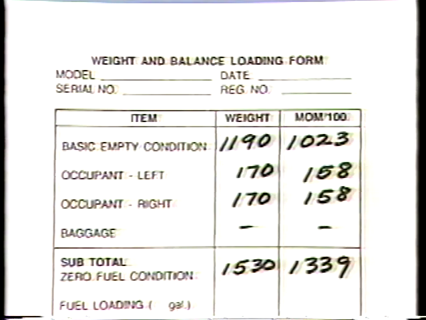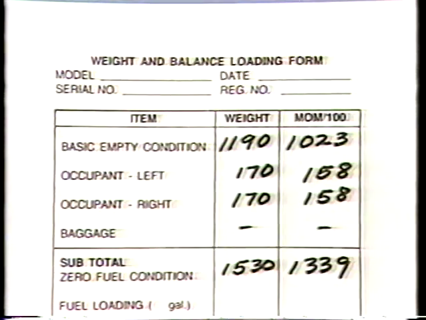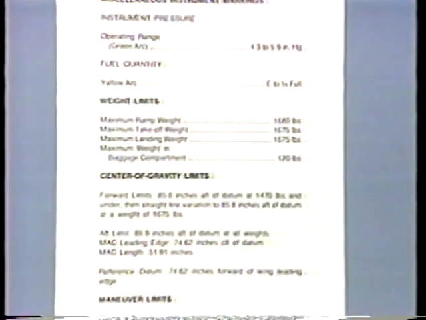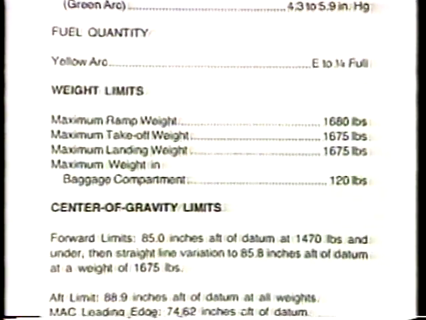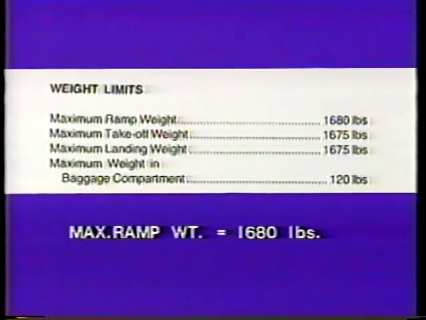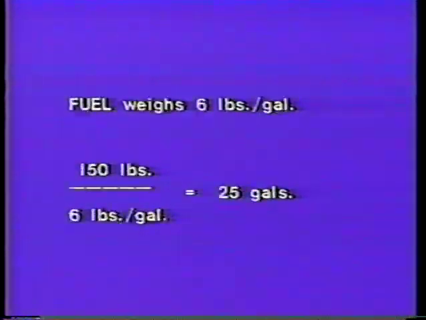These subtotals are the zero fuel condition. The maximum ramp weight for the Skipper is 1,680 pounds. This figure is found in the pilot's operating handbook under the weight limit section. By subtracting the total weight from the 1,680 pound figure, we see that there are 150 pounds available for fuel. How many gallons of fuel is this?